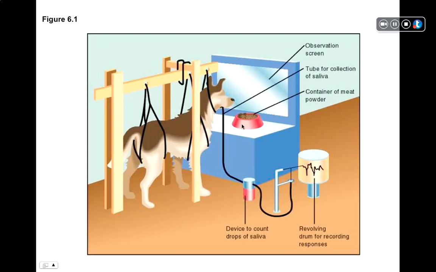And so the idea was to present the dog with some meat powder, some food, and then the salivation would be measured in response to the presence of food in the animal's mouth. So Pavlov began to experience issues with his study. And the issue was that the dogs would begin to salivate in advance of the presentation of the food. That is, when they heard the lab assistant coming with the food, they would begin to salivate. And this was a confound in Pavlov's research because he wanted the dogs to salivate when they were actually eating the food, and so this was a problem.